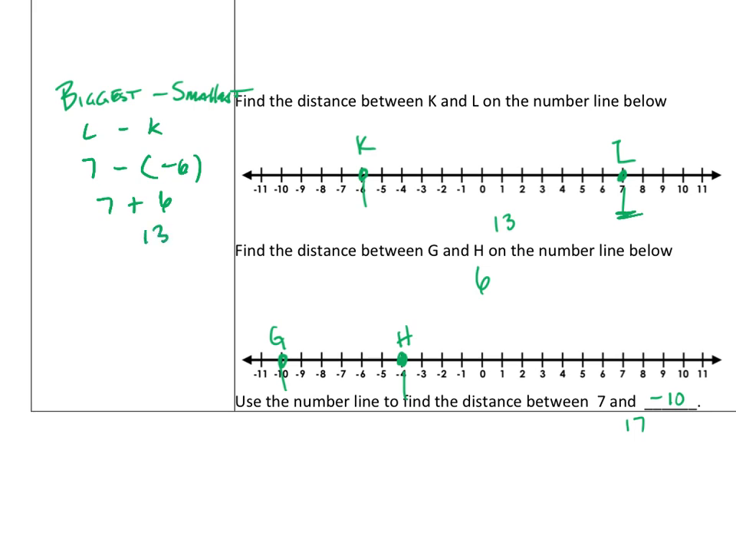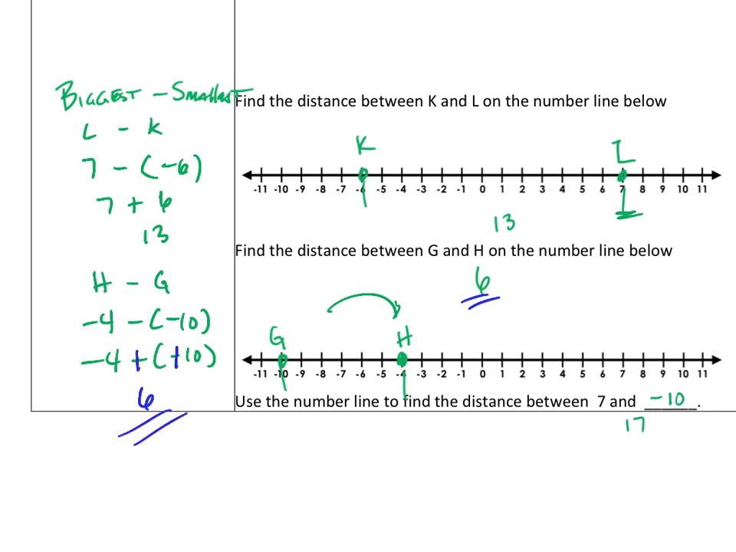Between G and H, biggest minus smallest, the one furthest to the right is the biggest. So we'd have H minus G, which means we have -4 minus -10, which means we're going to rewrite that as -4, and then we're going to add the opposite. So we get -4 plus 10, which is +6. See? And so we got there. You counted the spaces, but this is how you do it mathematically.